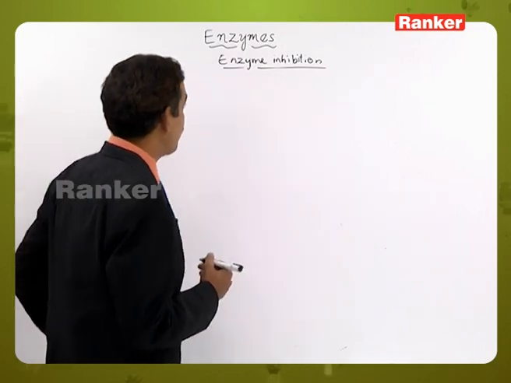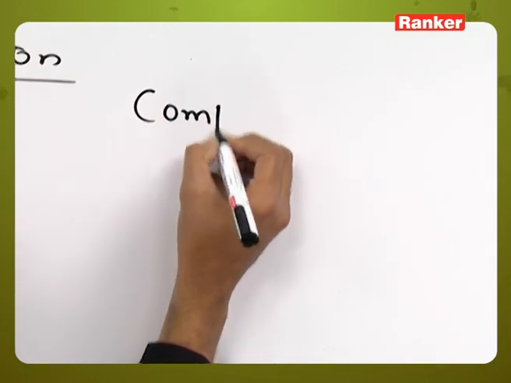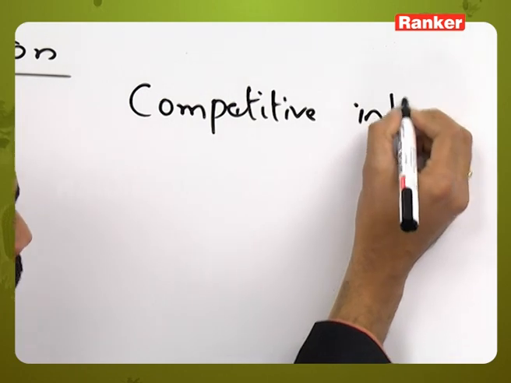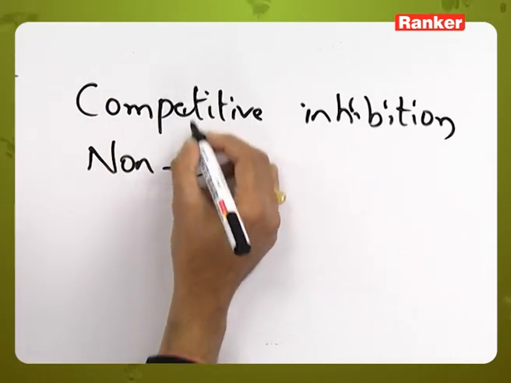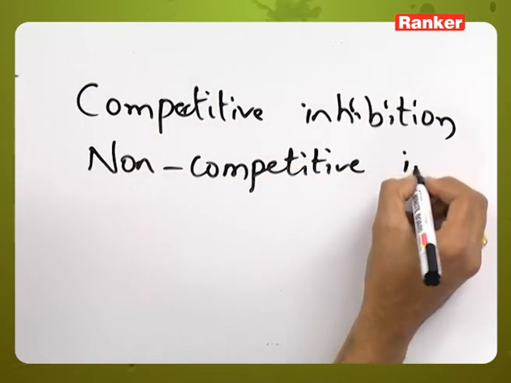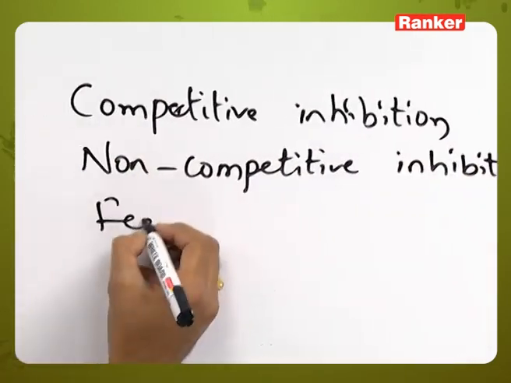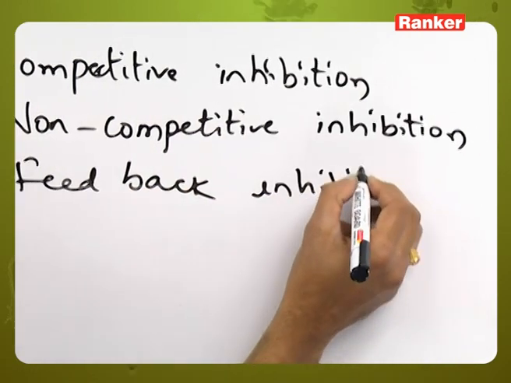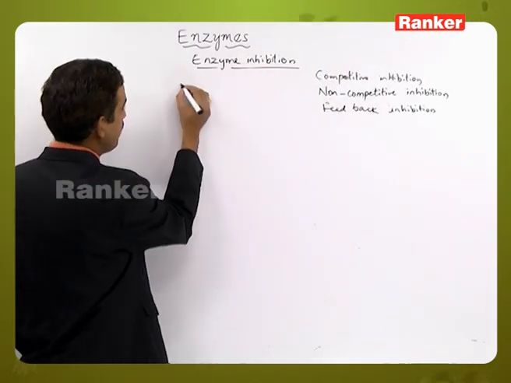There are three types of enzyme inhibitions. Those are called competitive inhibitors or competitive inhibition. Second one, non-competitive inhibition. Third one is feedback inhibition. So let us start with the first one, the competitive inhibition.